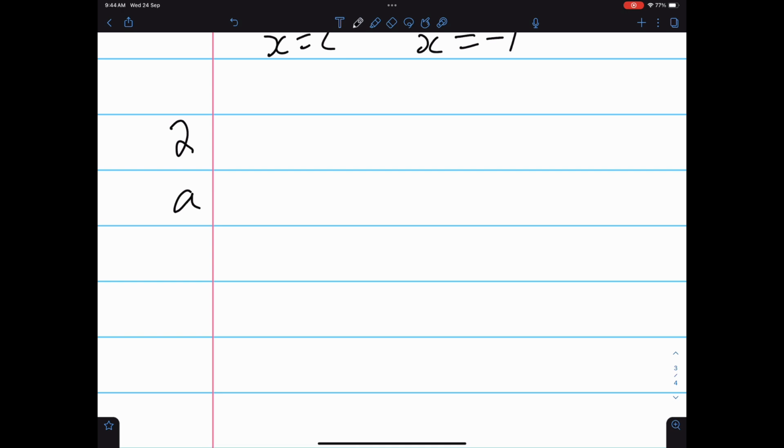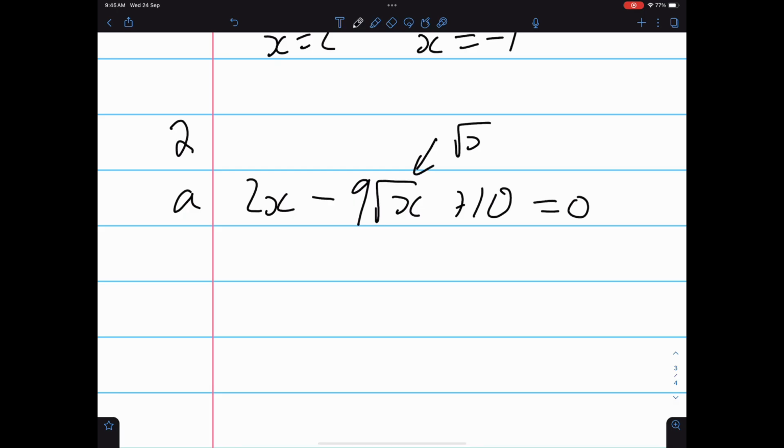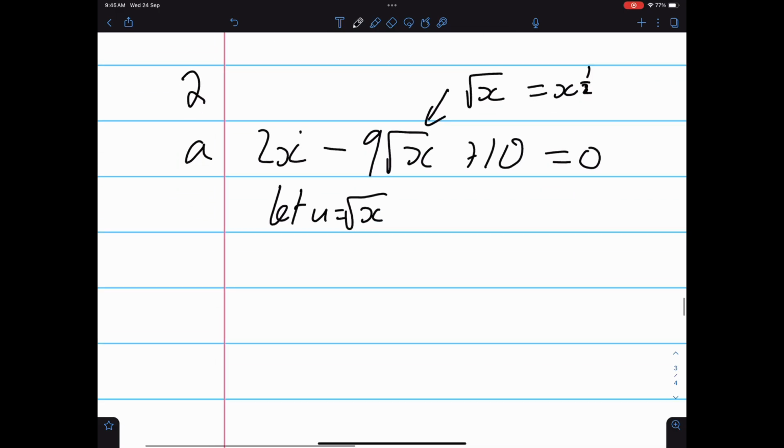First one is, we're just solving equations at this point. 2x minus 9 root x plus 10 equals 0. Now remember that root x is the same as x to the power of half. So we can do the same thing as before. You could say let u equal root x. 2u squared minus 9u plus 10 equals 0.